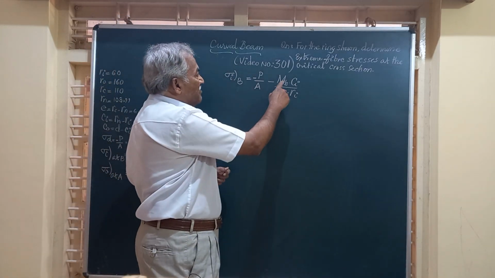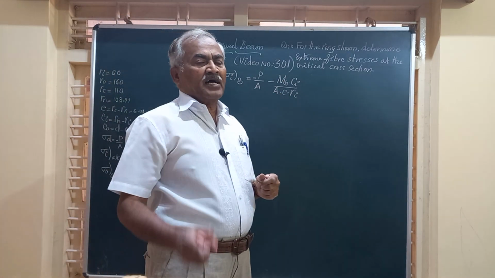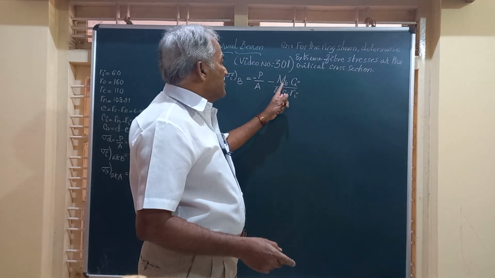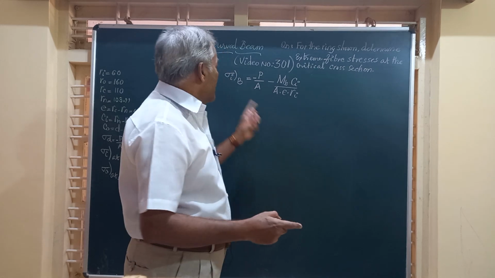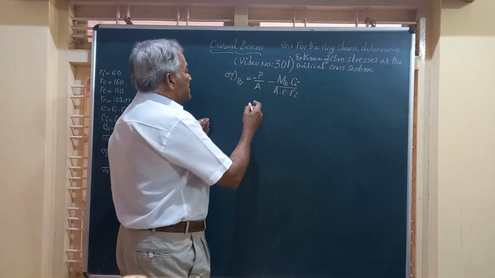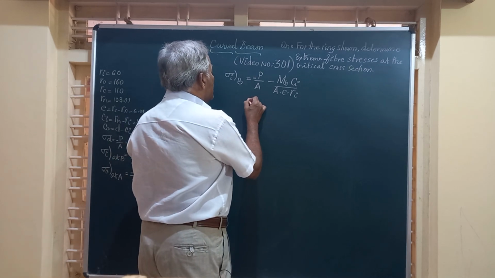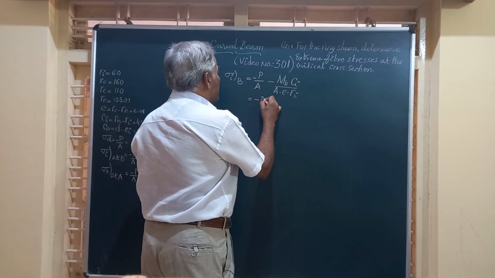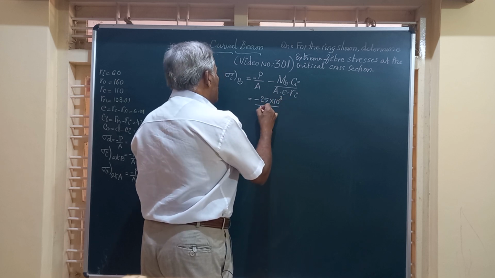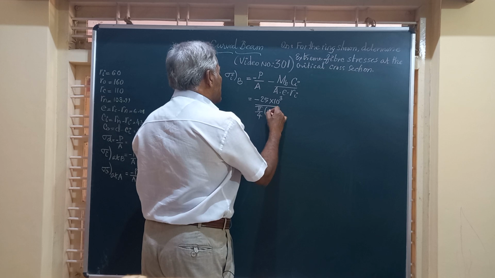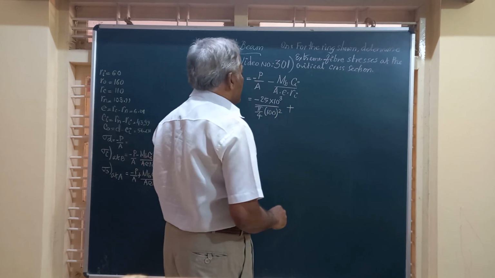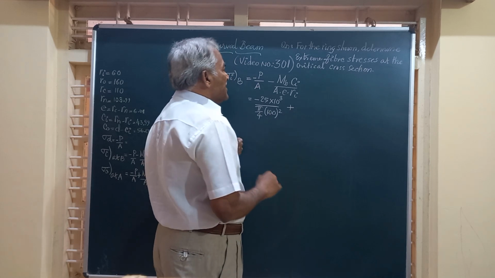Friends, here I have written minus MB because I told you in one of my previous videos, if this MB is positive at one of the fibers, it will be negative at the other fiber. So friends, this value we will just substitute. P is minus 25 into 10 to the power of 3. This is compression throughout, by pi by 4 d square, that is 100 square, is the value of this P by A, the direct stress.